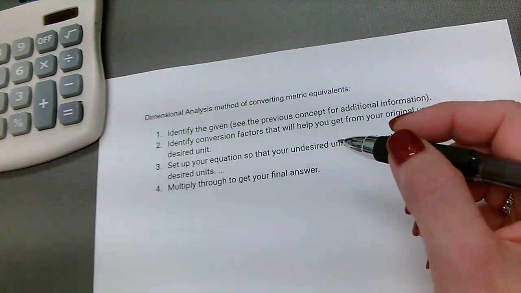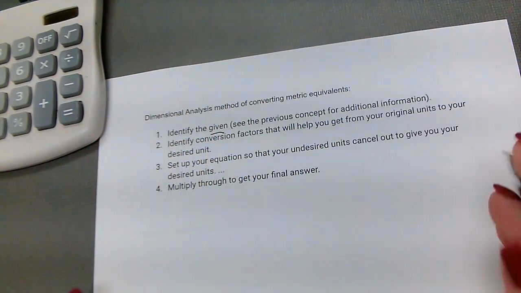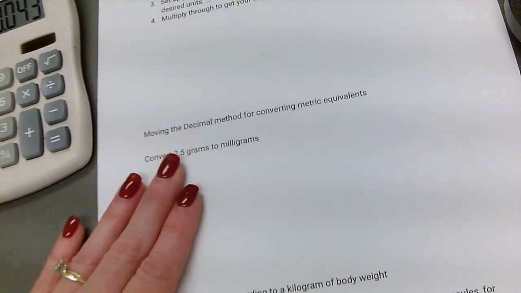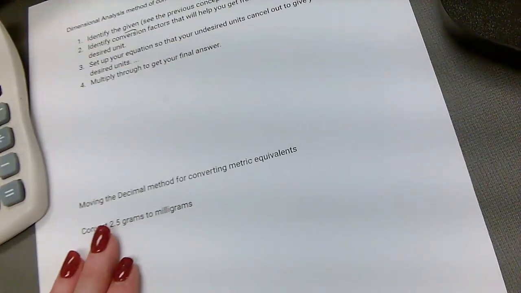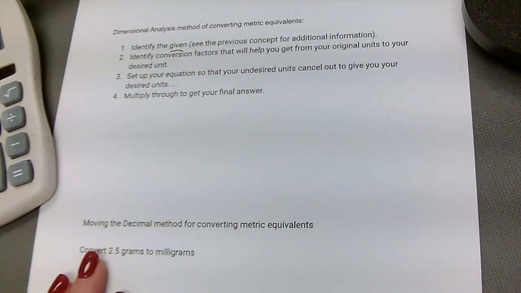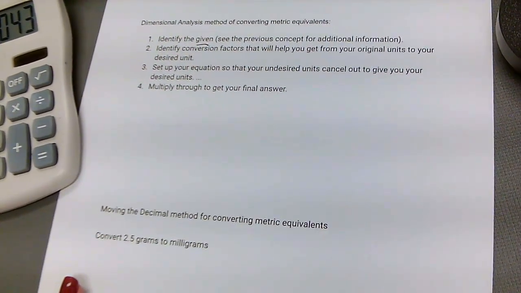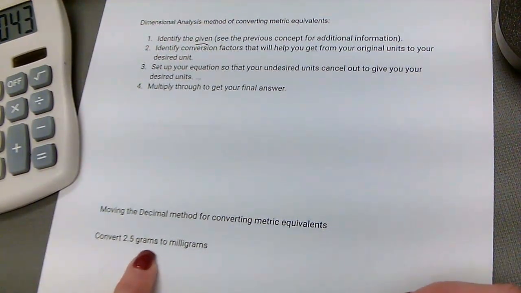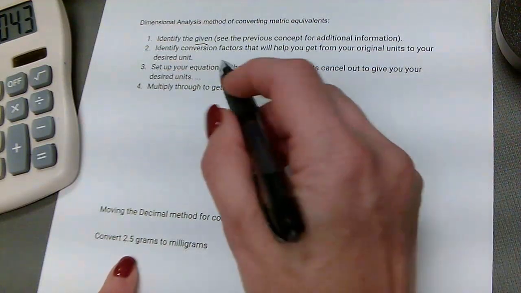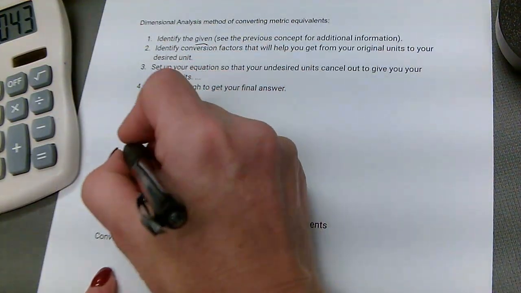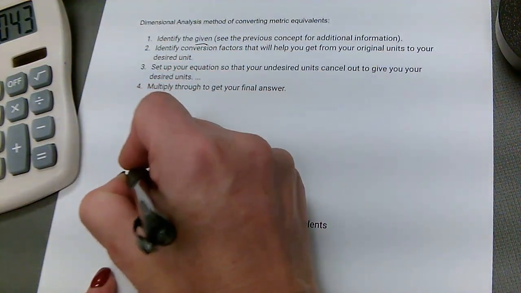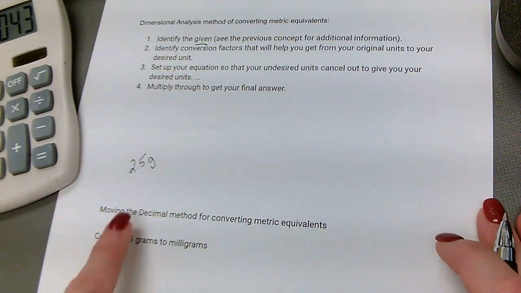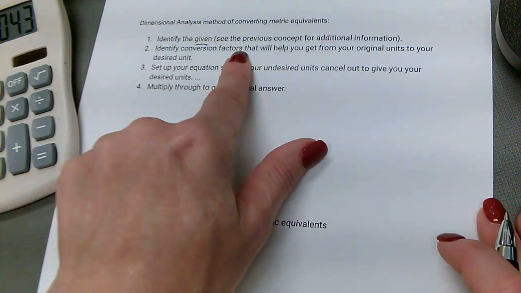So what I do is I always start with my given. What do I know? So it says here, convert. Let's see if I can get you guys in the whole screen here. Okay, so we're going to convert 2.5 grams to milligrams. So I want to start with my given, which is 2.5 grams.